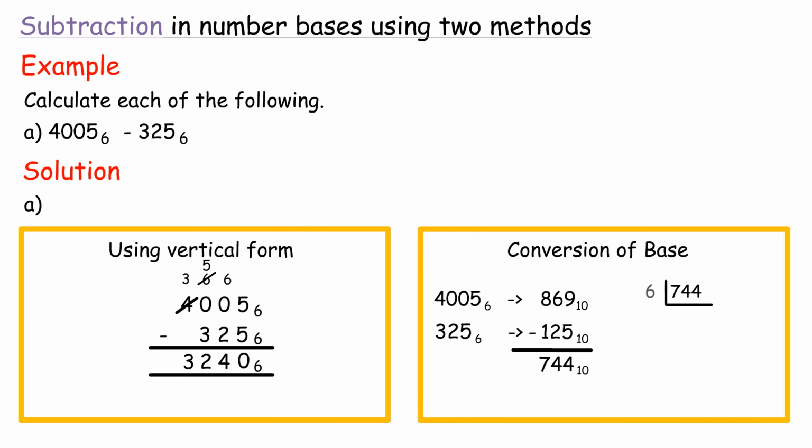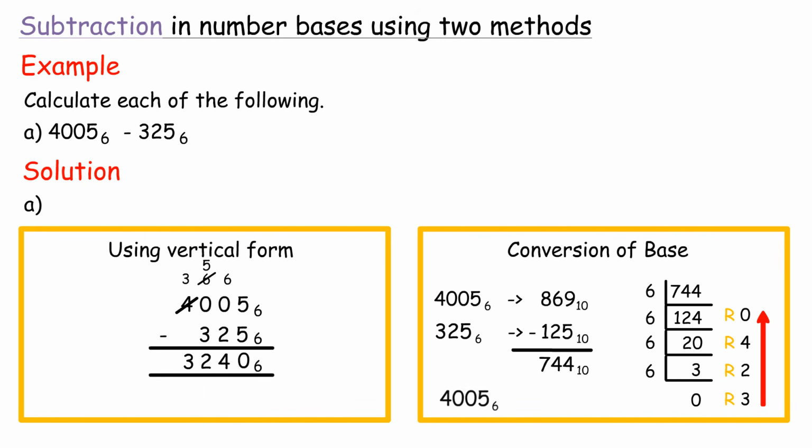744 divided by 6, we get 124, with the remainder 0. 124 divided by 6, we get 20, with the remainder 4. 20 divided by 6, we get 3, with the remainder 2. 3 divided by 6, we get 0, with the remainder 3. Then, get the answer from bottom to top. 4005 minus 325 equals 3240 in base 6. You can see both answers are the same.